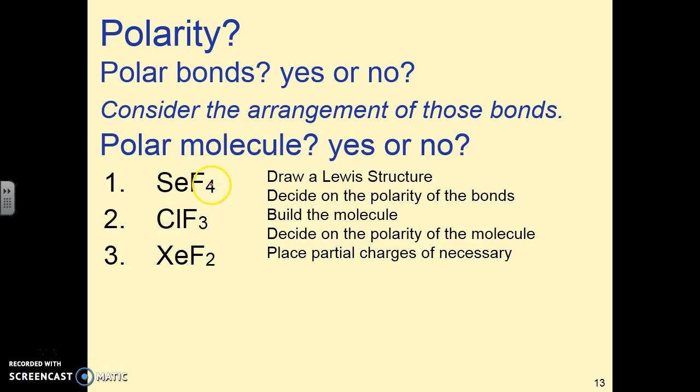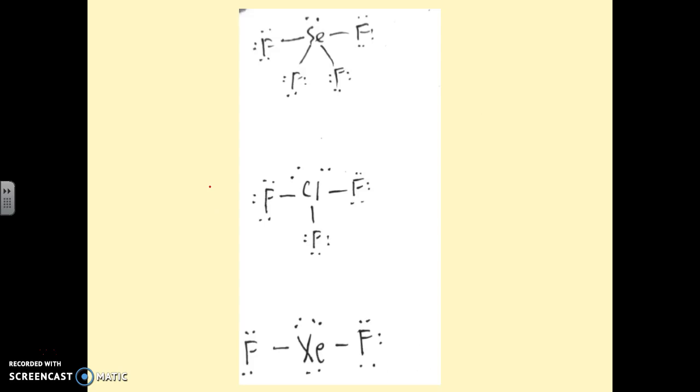So again, to decide on the polarity of the molecule, you have to draw it. So I drew it, and just to go through this a little, this is seesaw and that's T-shaped. These are not symmetrical. The bonds are polar, and they're not symmetrical, so they're overall polar. And in both cases, F is going to get the partial negative, because again, F is the most electronegative element on the periodic table.